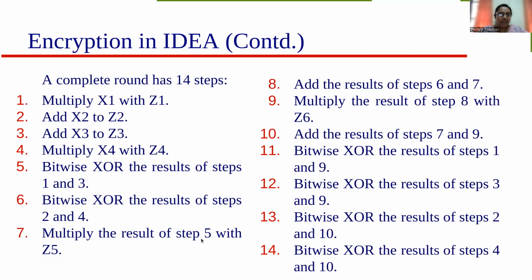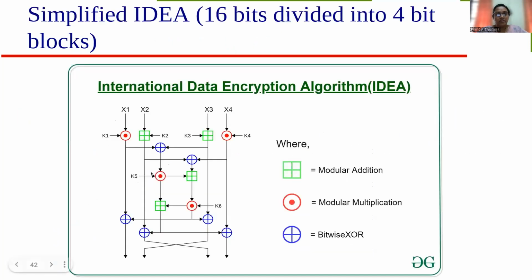Multiply the result of step 5, that means this bitwise result, with Z5. So again, modular multiplication, the result of 5 is going to be multiplied with Z5, that is the fifth key, subkey. The results of step 6 and 7, so this XOR and this 7 is added. So here, this result is being modular multiplied, and that result is being given to the XOR result of 6 to do modular addition. So up to this is S7.